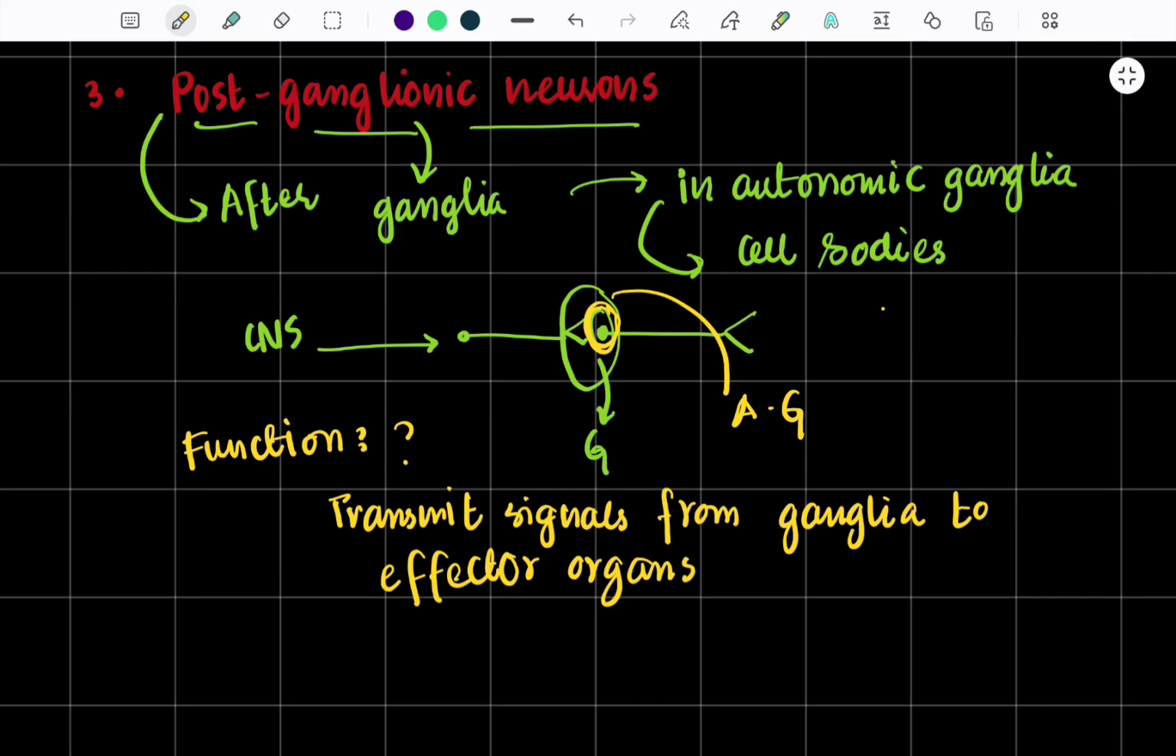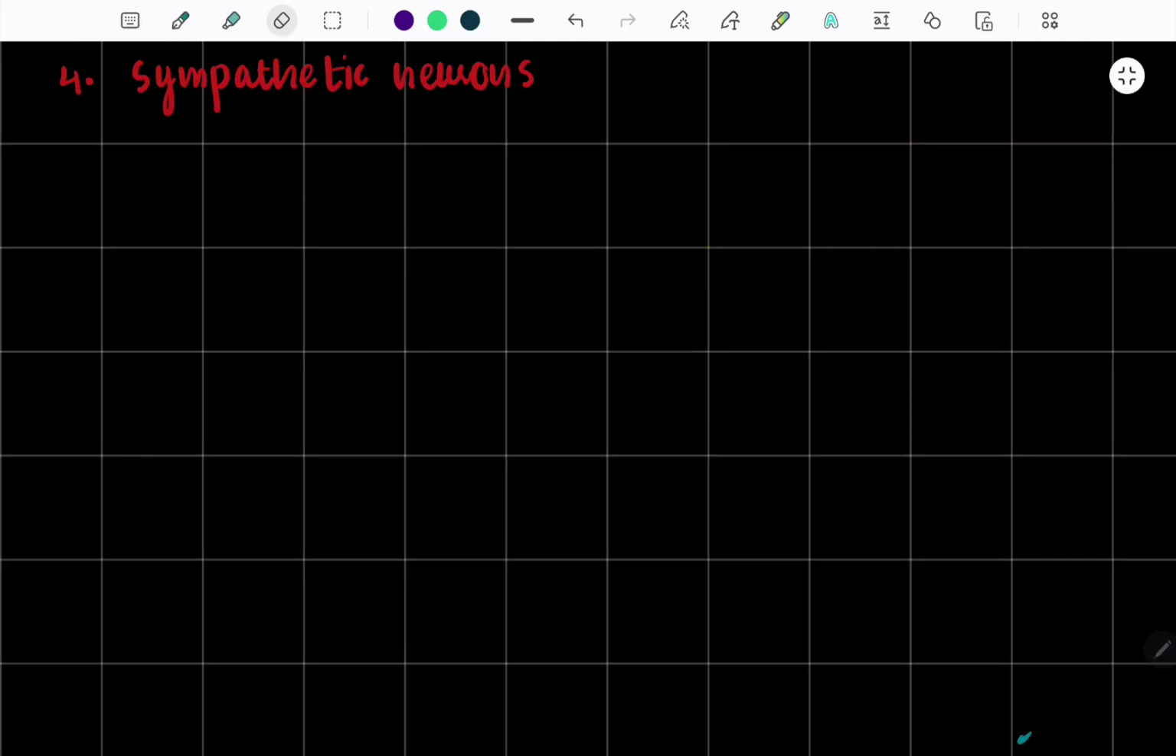Just as the preganglionic neurons were present in both the sympathetic nervous system and parasympathetic nervous system, you also have to remember that postganglionic neurons are also present in the sympathetic nervous system as well as the parasympathetic nervous system. Now let us discuss the sympathetic neurons in detail. Now, what are the sympathetic neurons?